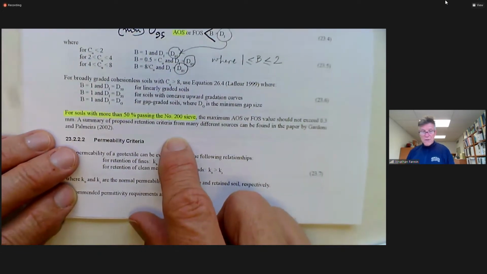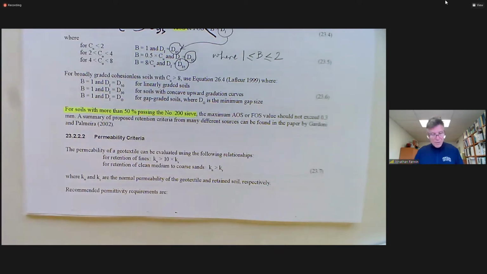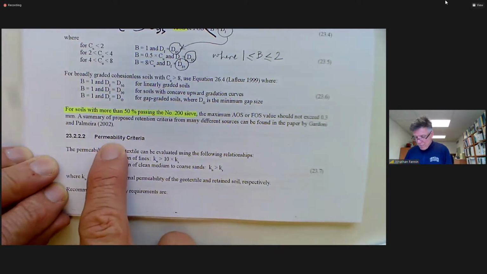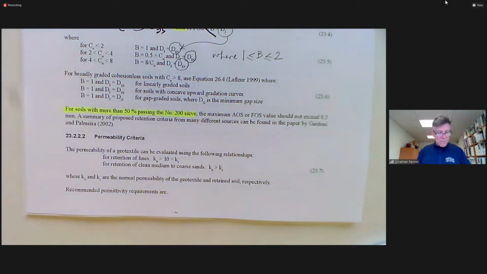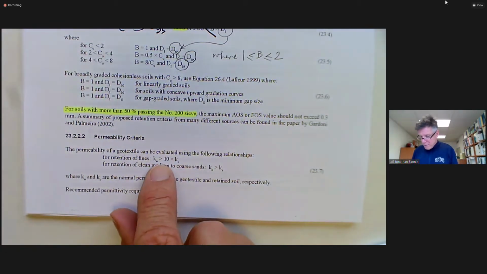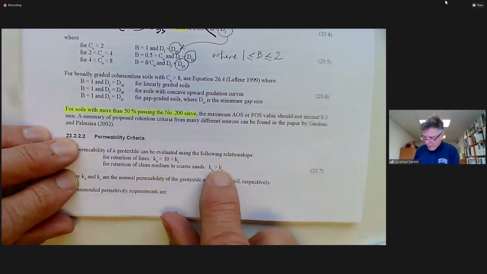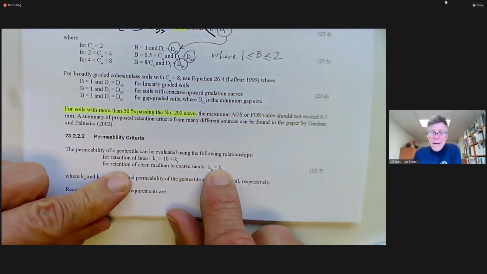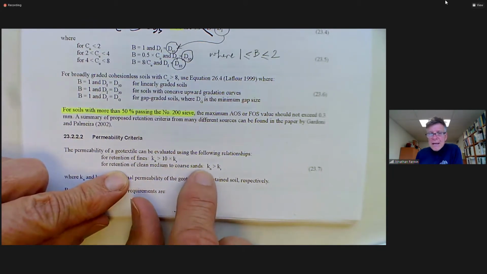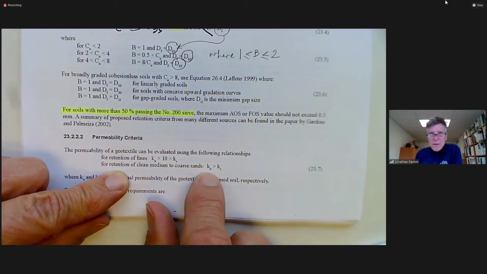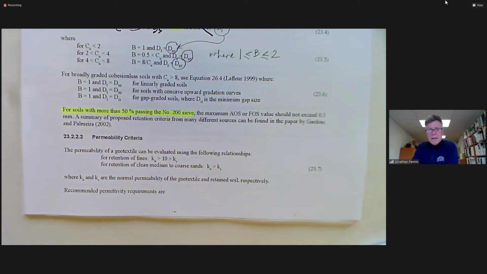Then in the Canadian Foundation Engineering Manual, just to wrap ourselves around Canadian practice, for permeability, some, I'd call it general motherhood statements, general consensus statements, that we want the filter to be more permeable than the base soil. That can get tricky, by the way. If your base soil is quite coarse, that can get tricky. Trying to find something that is more permeable than a clean medium to coarse sand could be quite tricky.